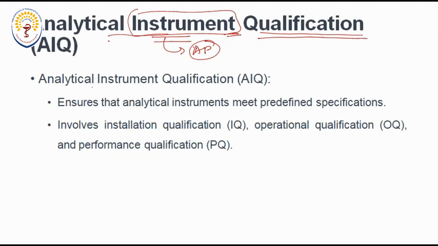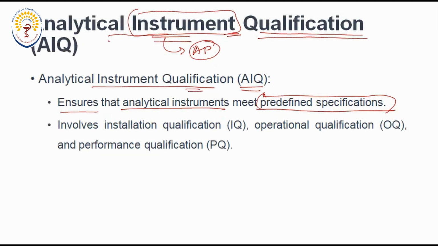Analytical instrument qualification, in short known as AIQ, ensures that the analytical instruments we are using for pharmaceutical analysis meet predefined specifications. There have to be some standards laid down that our instrument should follow in order to get accurate analytical results.